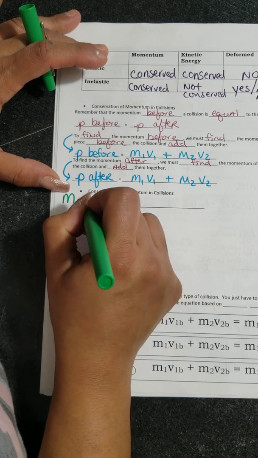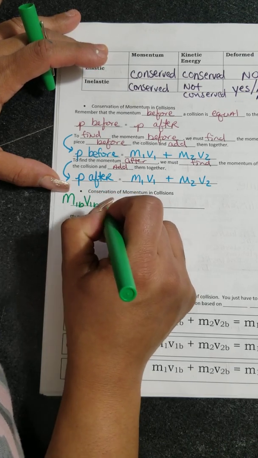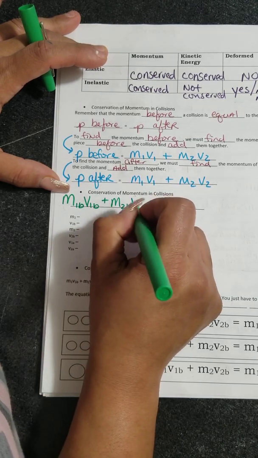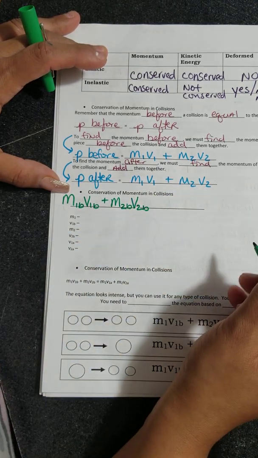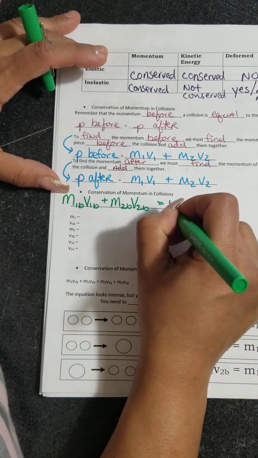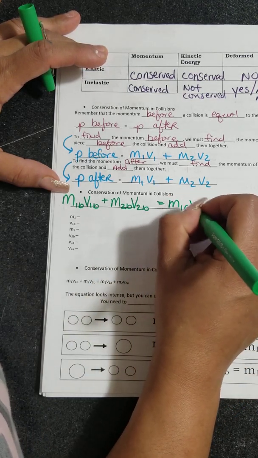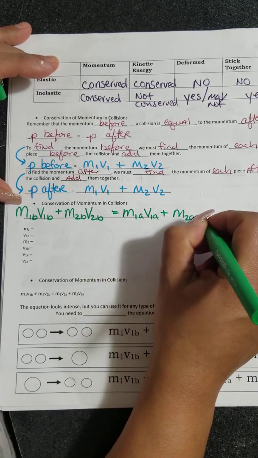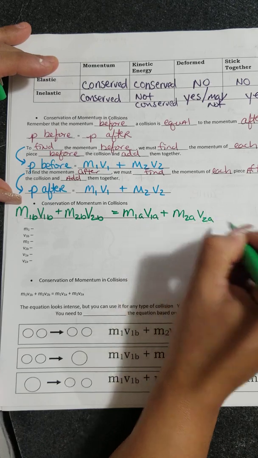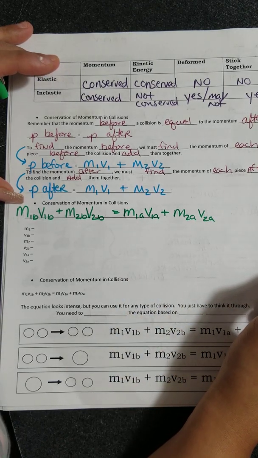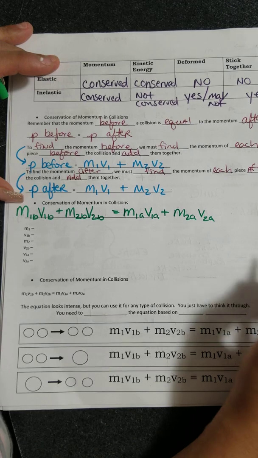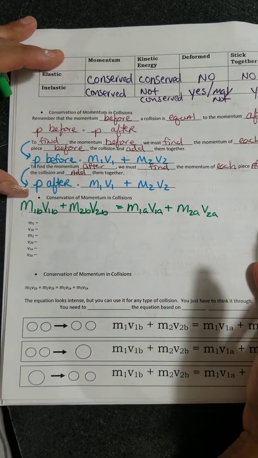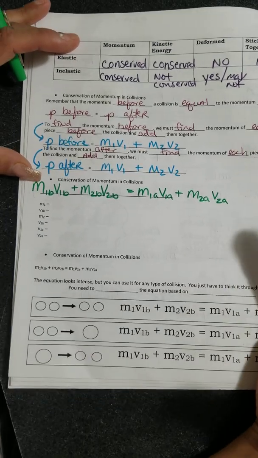M1B times V1B plus M2B times V2B equals M1A times V1A plus M2A times V2A. And that's only if I have two objects. If I have three, I keep going. If I have four, I keep adding. If I have six, they all better be here. Okay? We have to account for every single part.